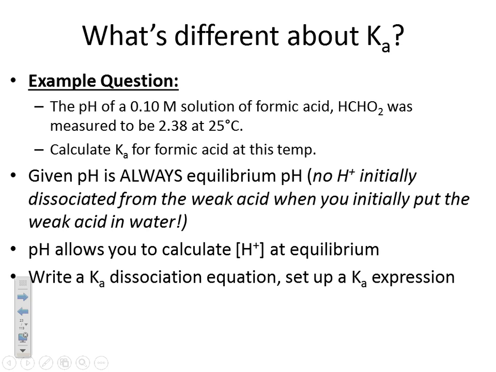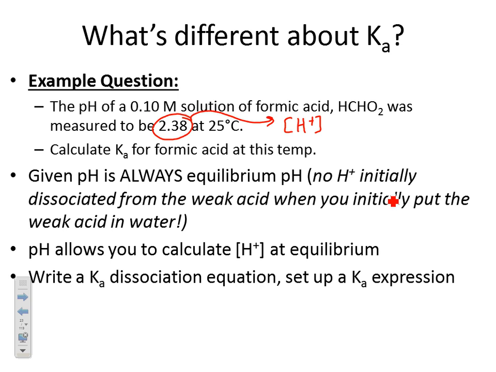So what's different about Ka? How would you see this type of problem in a Ka situation, this asking for Ka from concentration information? So an example is: the pH of a 0.1 molar solution of formic acid was measured to be 2.38 at 25 degrees Celsius. Calculate Ka for formic acid at this temperature. Remember, pH is a comment on concentration, right? So when we see this, we know that we have the hydrogen ion concentration. It's not equal to H+, but we can get H+ from pH.